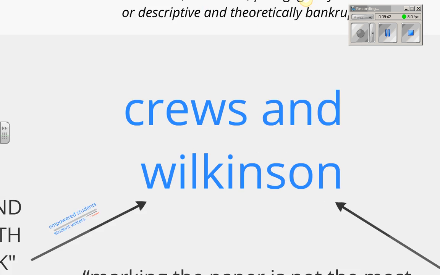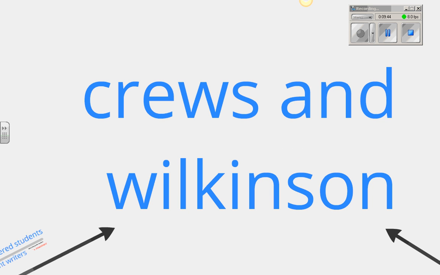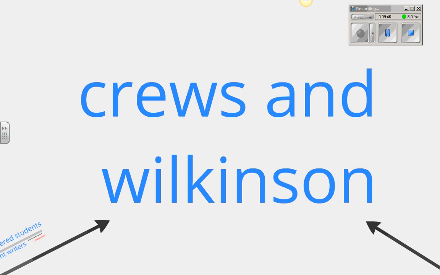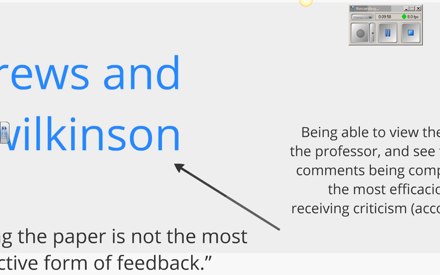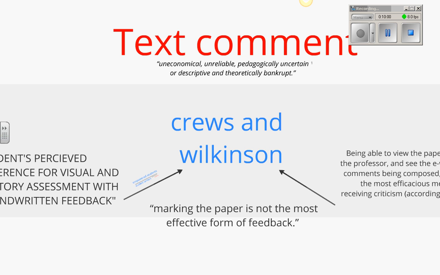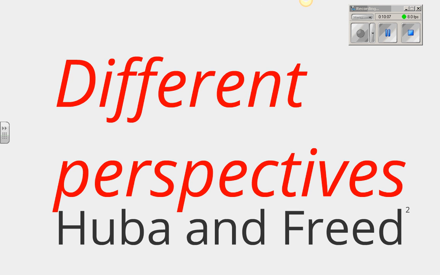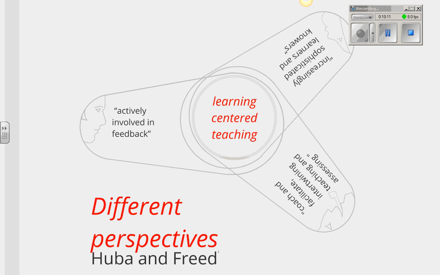Specifically, students in this study report preferring to view the paper using Screencast, hear the professor, and see e-written comments being composed live. This, according to Cruz and Wilkinson, is the most efficacious means of receiving criticism. Cruz and Wilkinson forward other studies. They consult Huber and Fried's study of the 8 characteristics indicative of learner-centered teaching. Again, you can consult that footnote later.